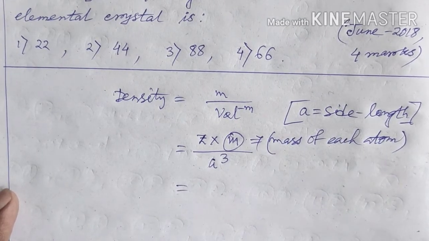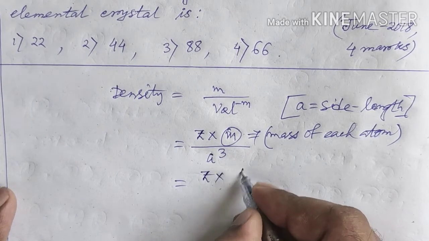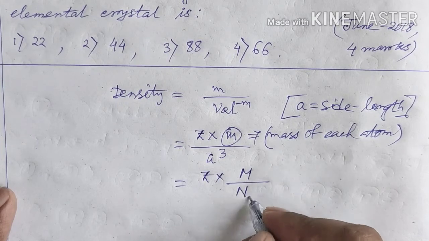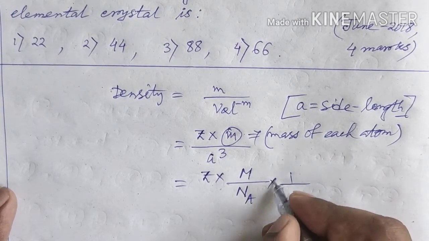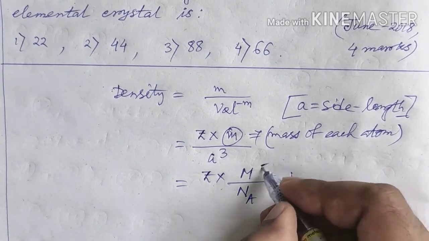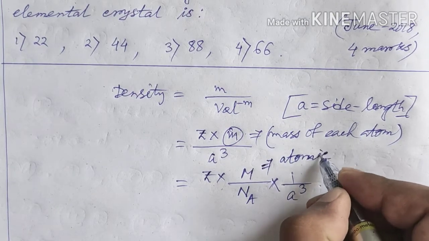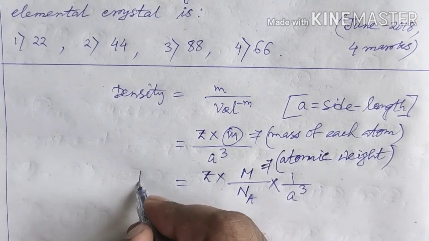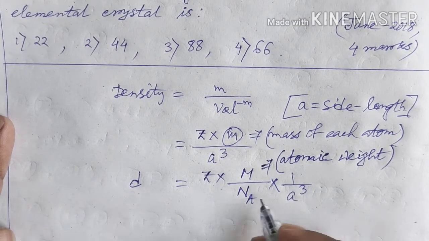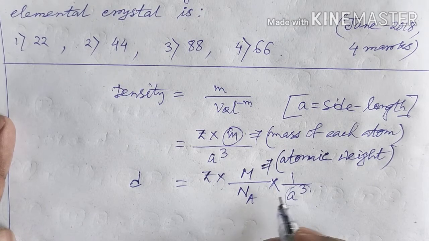Now if we know the atomic weight of the elemental atom, then mass of each atom will be atomic weight divided by Avogadro number. This is a cube. M is the atomic weight of the elemental atom, and here is density. Now in the given question, the value of density is given, and the value of Avogadro number we know.